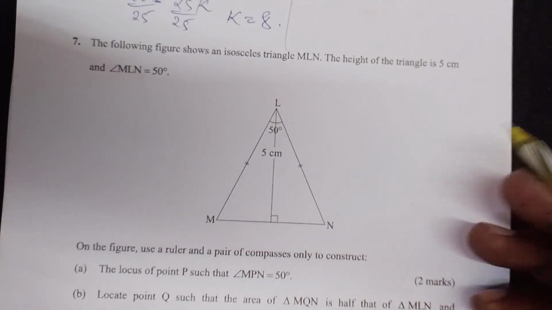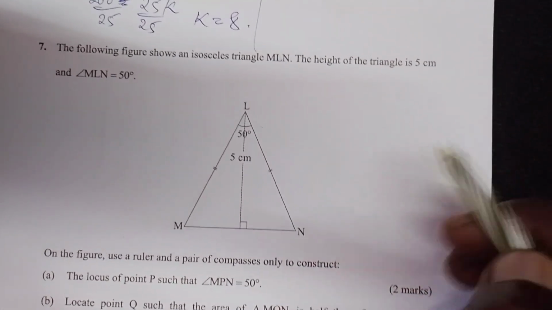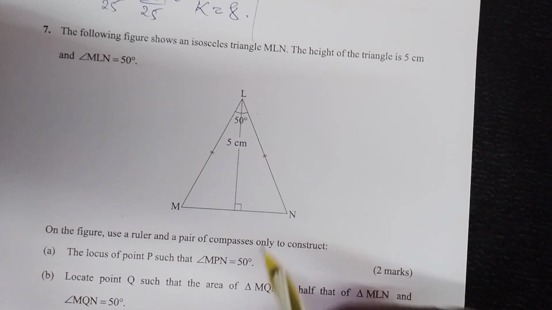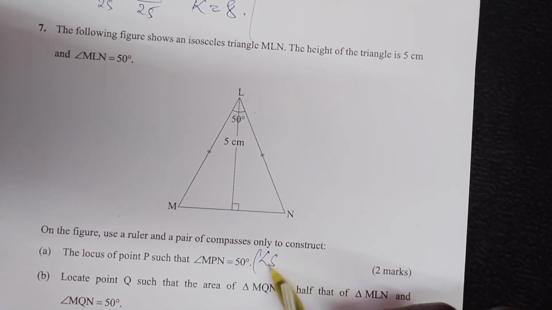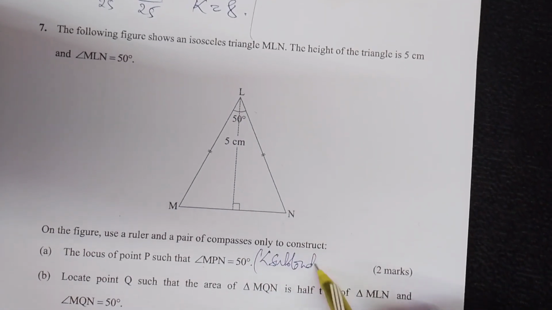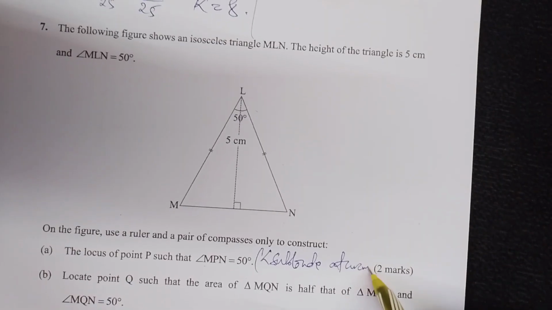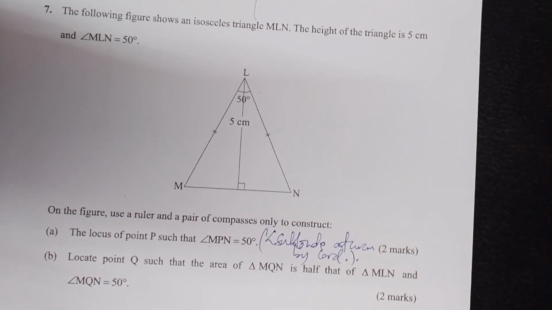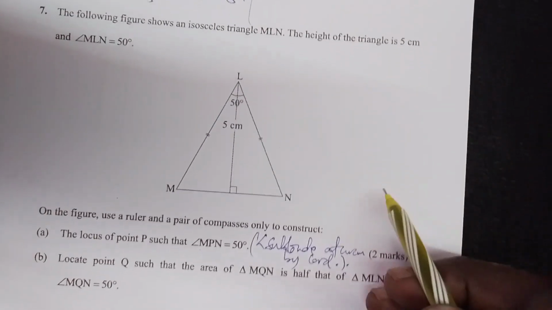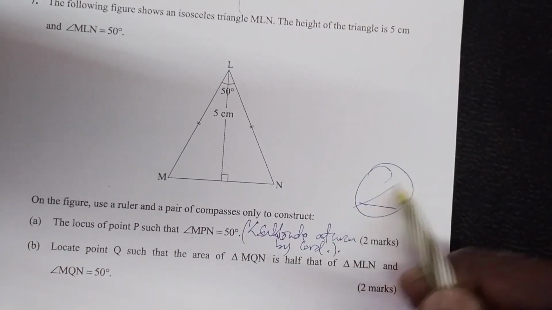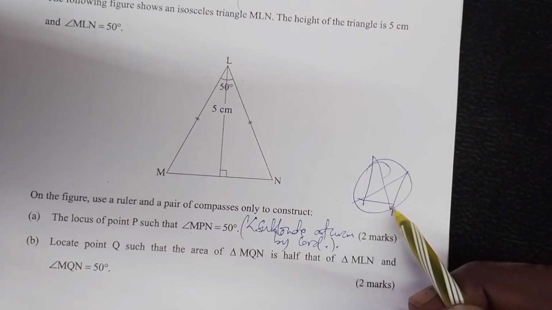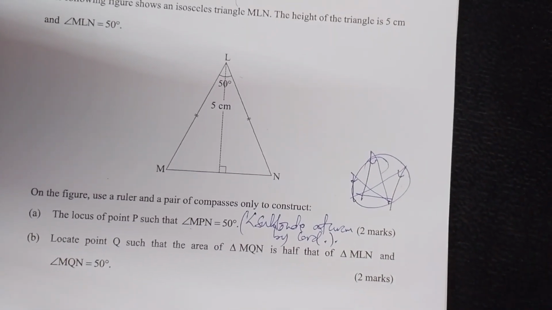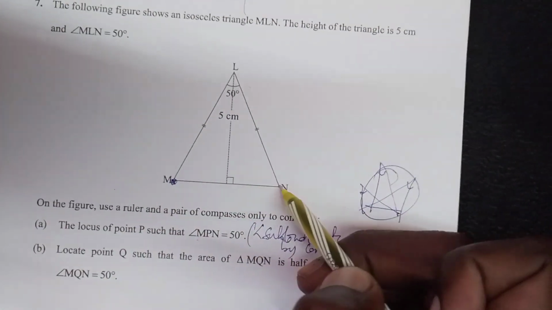So when you're given the locus, you have to remember that if you're given an angle, this is the angle subtended at the circumference by a chord. That angle should always be the same. This angle, and this angle, and this angle. So your work here is to draw that circle, and you're given this chord MN.